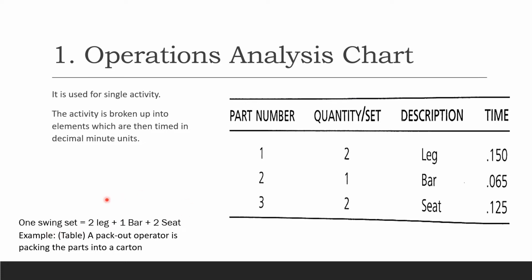What they're doing is packing a swing set, and you have 2 legs, 1 bar, and 2 seats in that package. The pack out operator is packing these parts into a carton. That's your operation. We can see right here the time is recorded in decimal minute units: 0.150 minute, 0.065, and 0.125 minute.